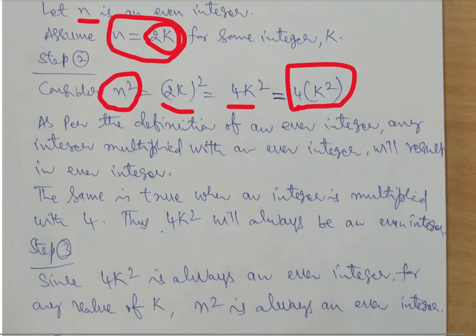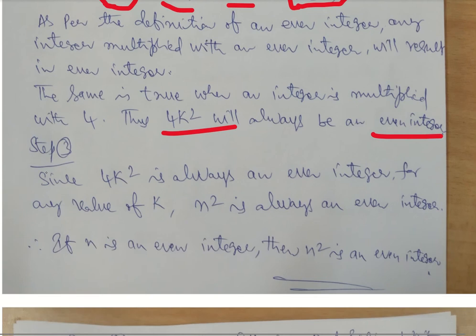So we are getting 4k square being always an even integer. That is the conclusion, so that is the inference. Based on that inference, what is the conclusion? Since 4k square always gives us an even integer, and 4k square in our case is nothing but n square, n square also will be an even integer always.